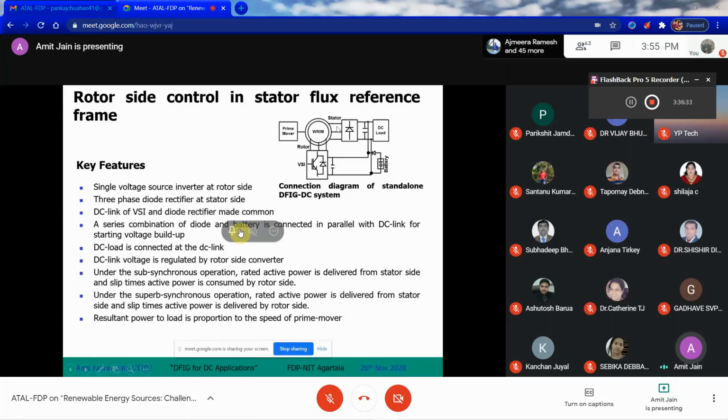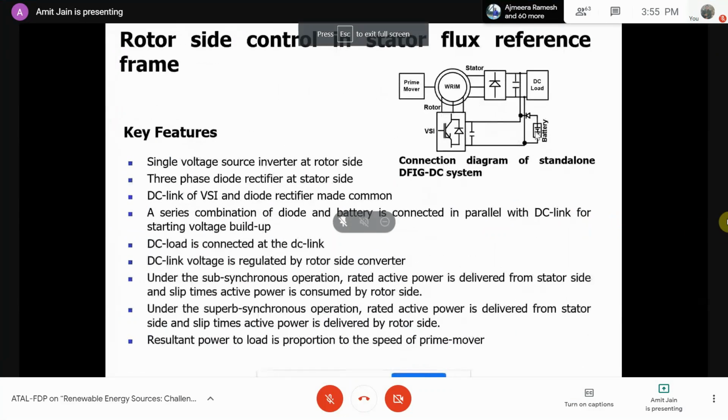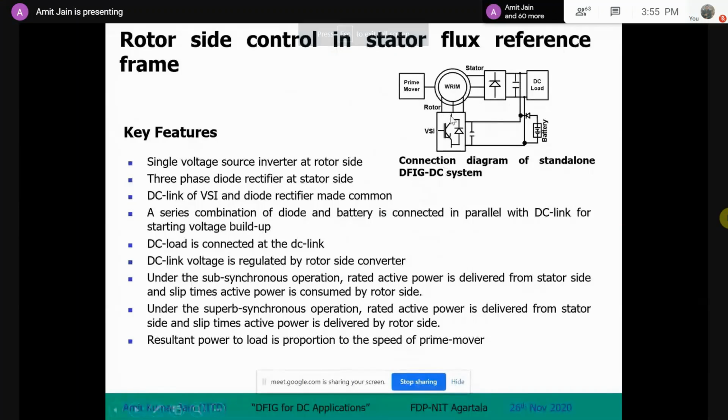And for the operation, what we are looking for is that the frequency also has to be constant at the rated value.